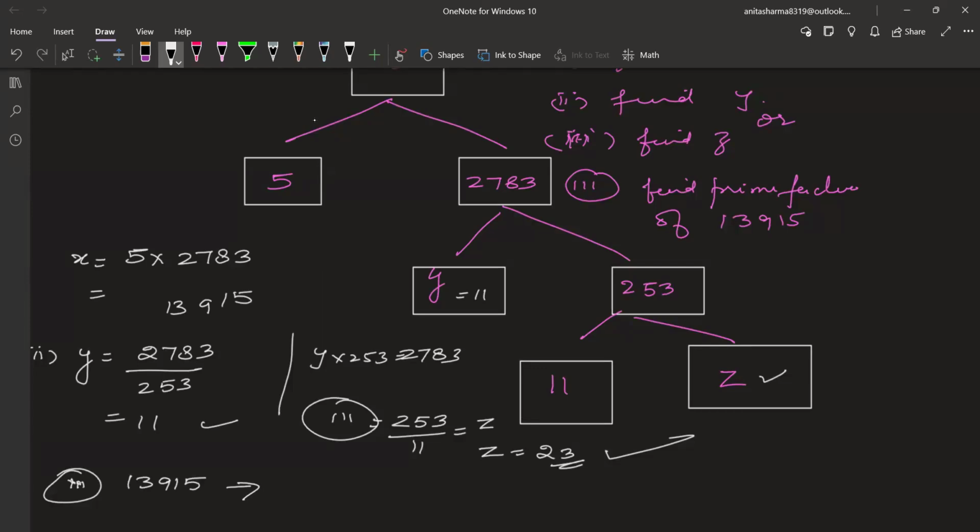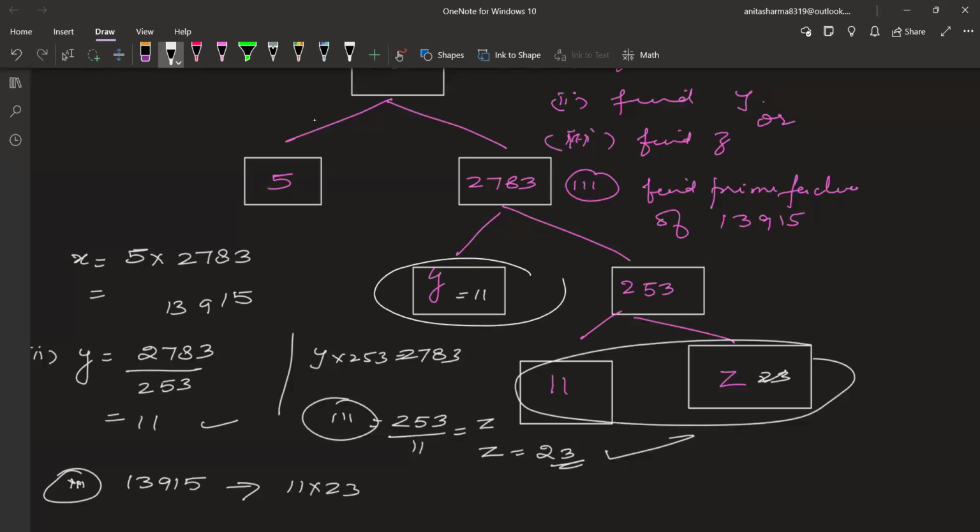What are the prime factors of 13,915? This is the number itself. So it will be 11 into 23. Last factors you will write these two, right? 11 into 23. Then come to this. So it will be into 11. And here is 5. So what are the factors? 11 square into 5 into 23. Understood, children? Yes, ma'am. So in this way, you will write the factors.